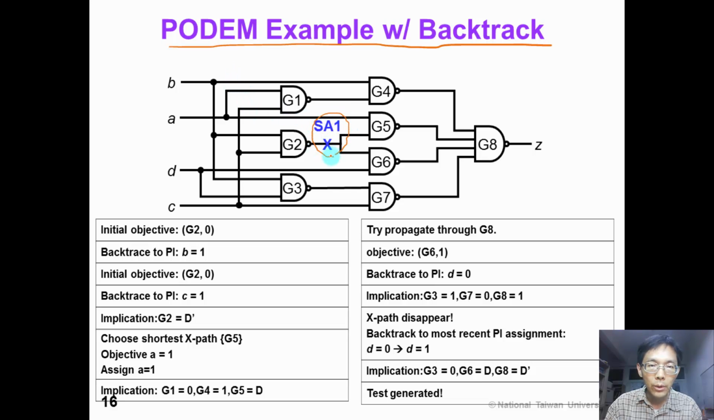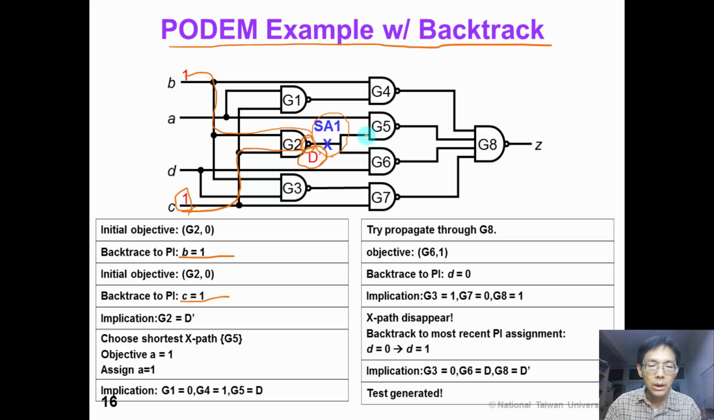Consider the stuck-at-1 fault. We perform a backtrace, and because we have one inversion, the assigned value B is opposite to our objective value. So we would assign B to 1. The objective was not achieved. So we backtrace to C again, and we assign C to 1. Now the objective has been achieved. So we have a D prime here.